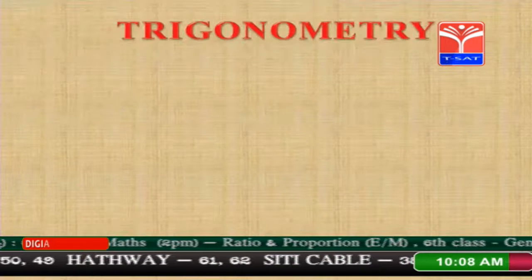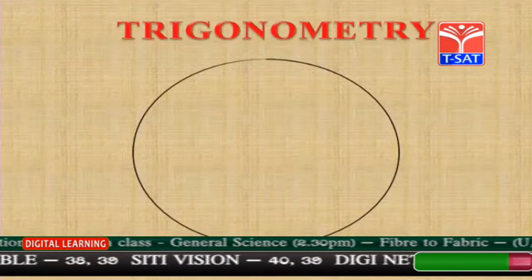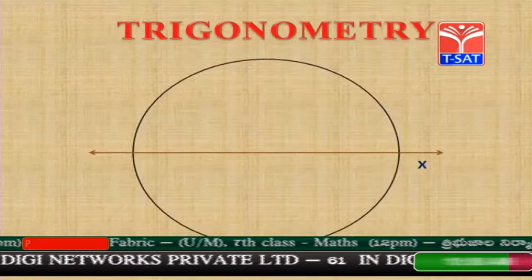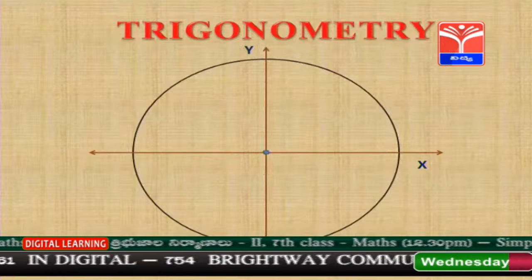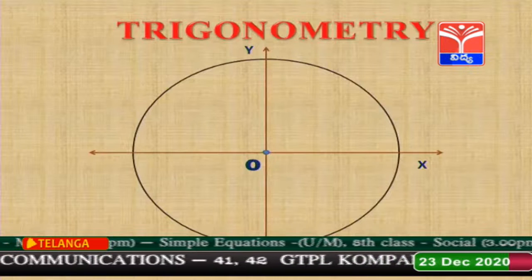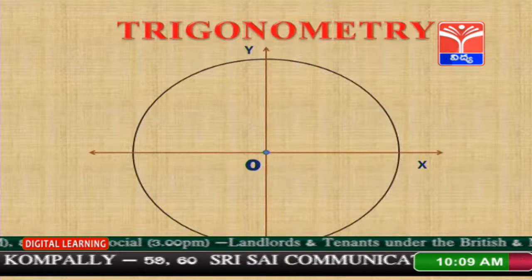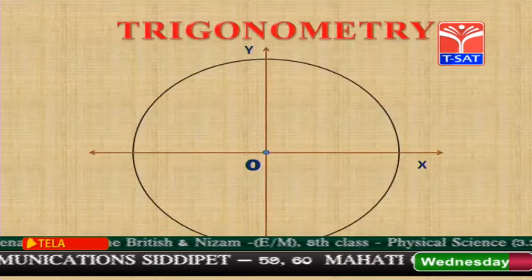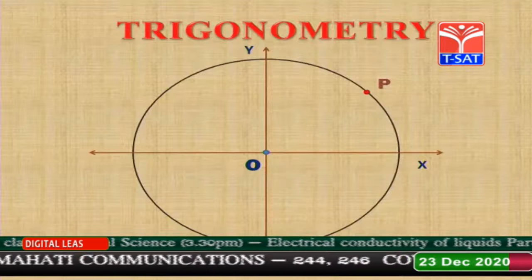Now, here, let me see, this is a circle, the x axis, the y axis. It is the intersection point of the x axis and y axis. We usually call it the origin and denote it by O. Now, let me take a point on this circle, anywhere on the circle. So, let me take a point P on the circle.